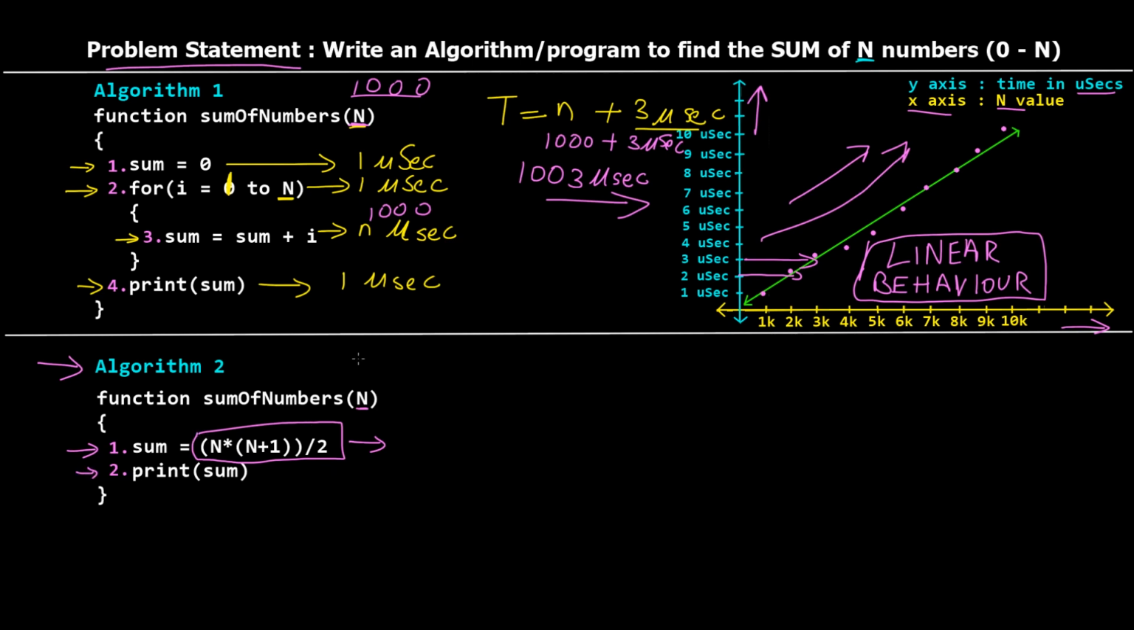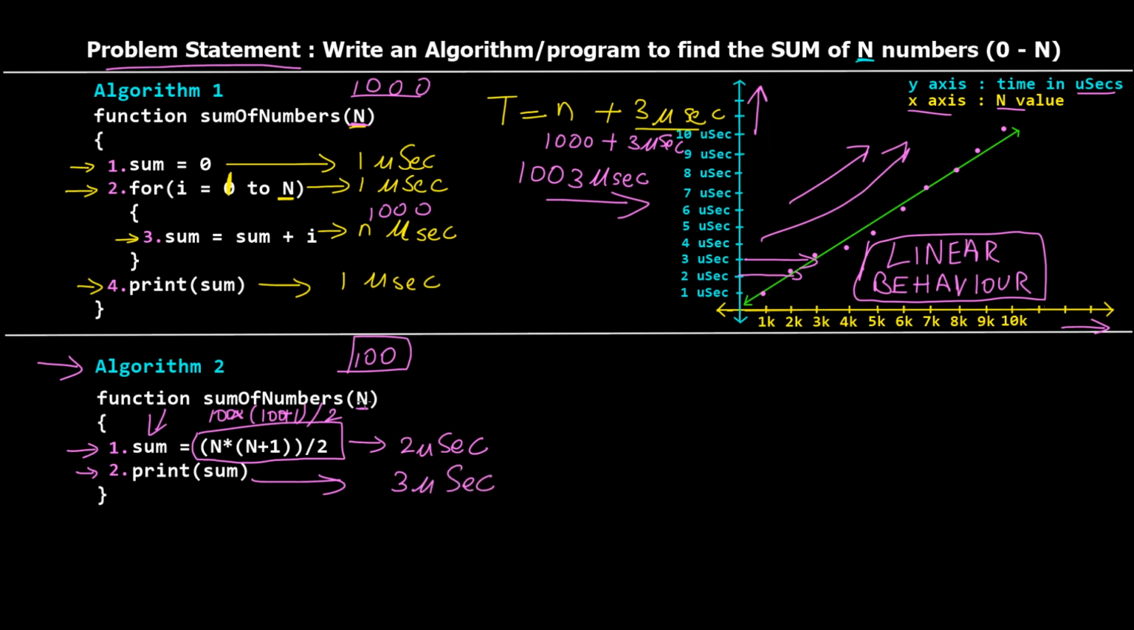So again, if the user enters 10, we simply substitute 10 over here, 10 into 10 plus 1, the whole divided by 2. If the user enters 100, we simply substitute 100. You can see there is no for loop or multiple iterations. We are simply entering this value inside this formula. It's that easy. So let's assume this takes 2 microseconds, and this step takes 3 microseconds.